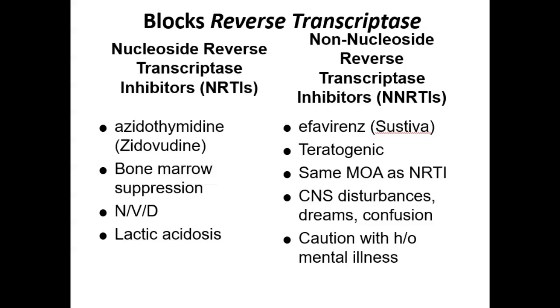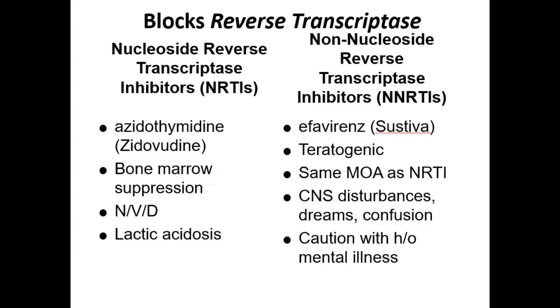So the NRTIs, the NNRTIs, the book does a good job. Basically, the NNRTIs, they block development of the HIV DNA chain. They may block the process that converts RNA to DNA. And then some of the medications here are listed for you, and the side effects as well.